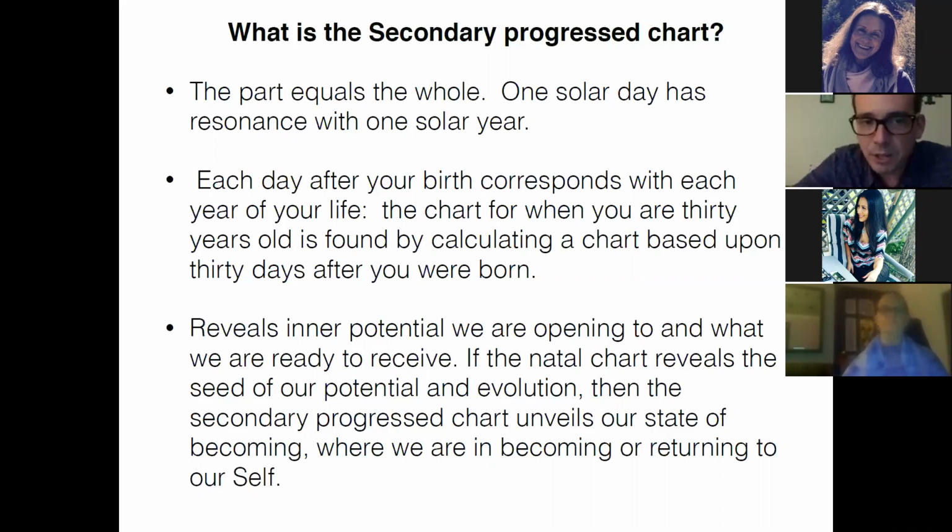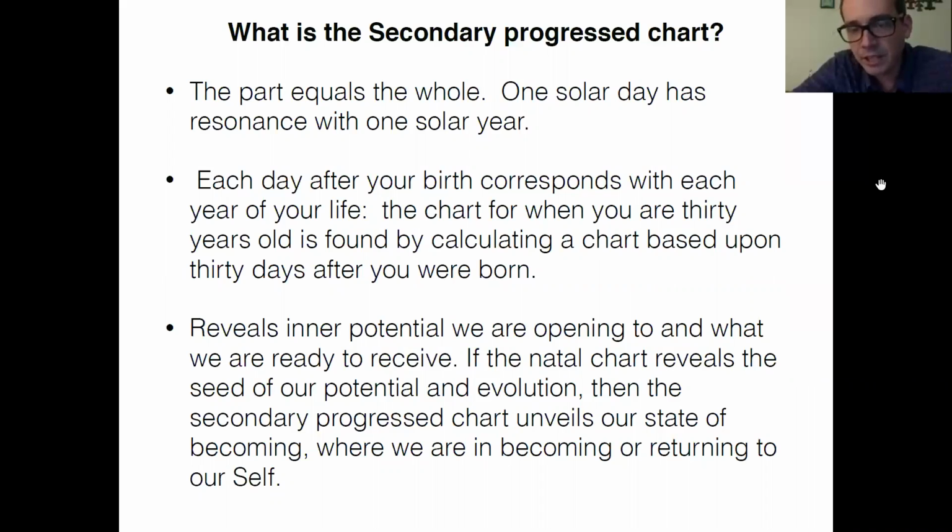The basic idea of the secondary progress chart is that one solar day has a resonance with one solar year. I think of that as the part equaling the whole: one solar day resonating with one entire solar year reveals how the part, or the microcosm, taps us into a deeper meaning of the vaster whole. Each day after your birth corresponds with each year of your life when you're using progressions. So if you want to find the chart for when you're 30 years old, you're basically looking at a chart for 30 days after you were born.